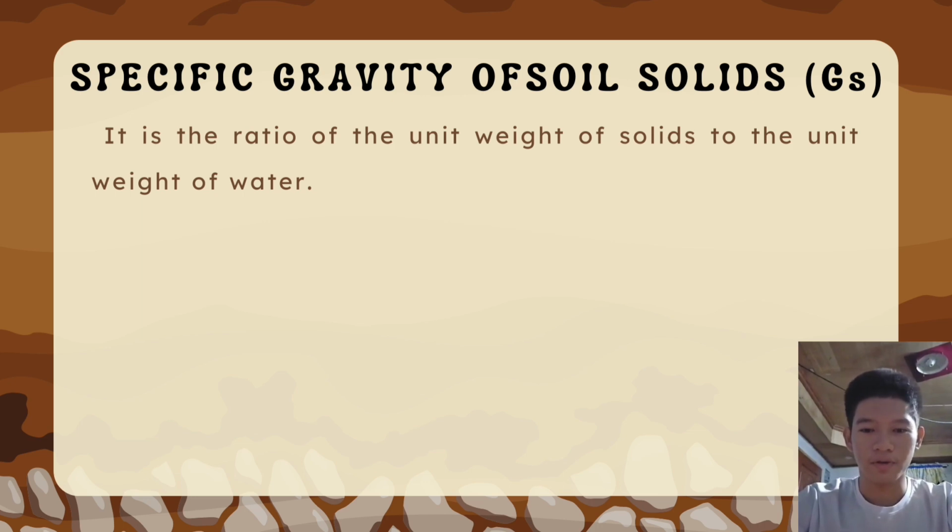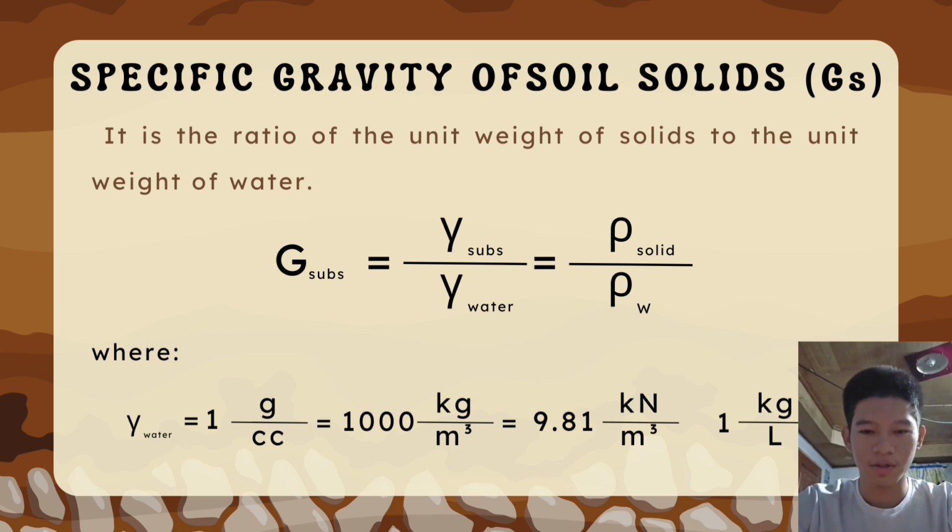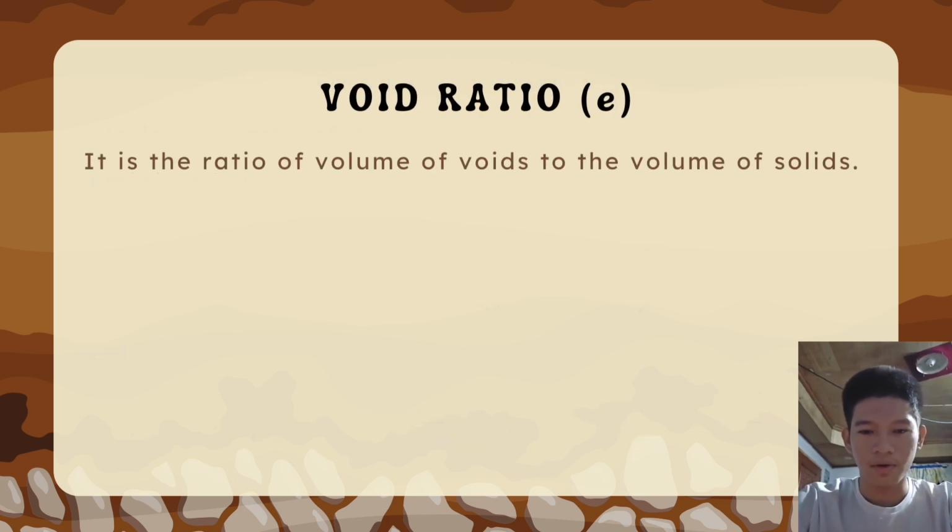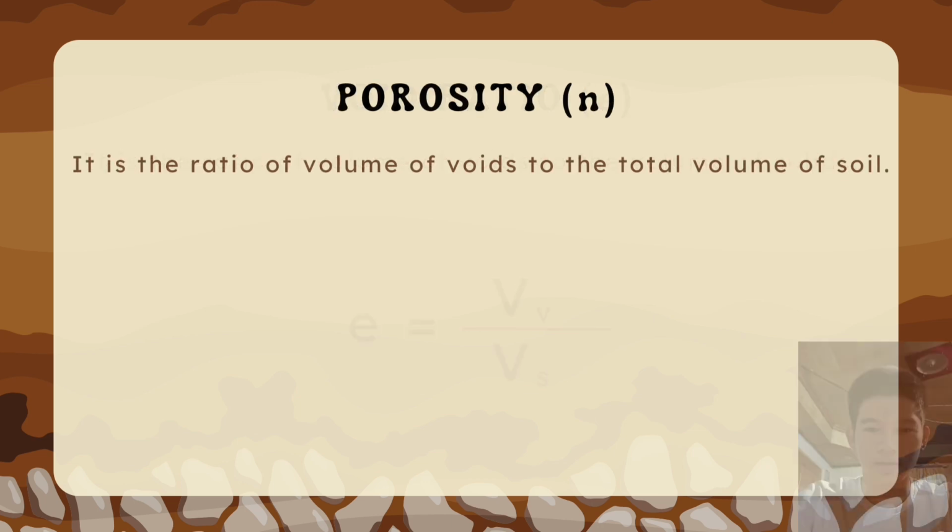Specific gravity of soil solids. It is the ratio of the unit weight of solids to the unit weight of water. The formula for this is G_s equals γ_s over γ_w, which equals ρ_solid over ρ_w. Void ratio. It is the ratio of the volume of voids to the volume of solids. The formula for this is e equals V_v over V_s.